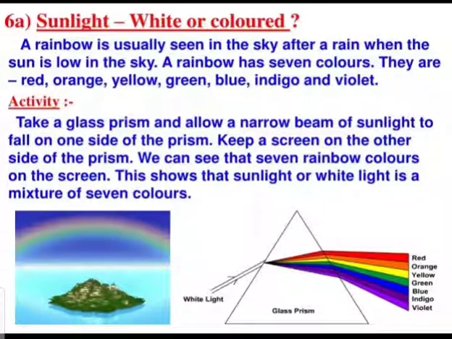Activity: take a glass prism and allow a narrow beam of sunlight to fall on one side of the prism. Keep a screen on the other side of the prism, we can see the 7 rainbow colors on the screen. This shows that sunlight or white light is a mixture of 7 colors. So in this activity they are saying to take a glass prism and allow the white light of the sunlight to pass through it. When this sunlight passes through the prism, it will split into 7 colors. So this shows that sunlight consists of 7 colors.